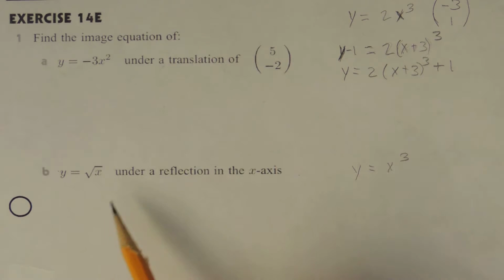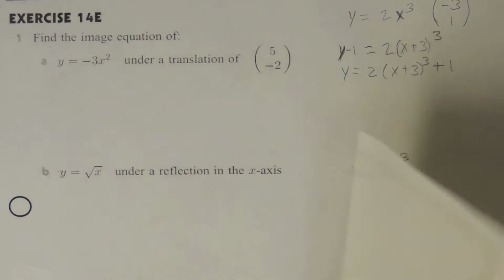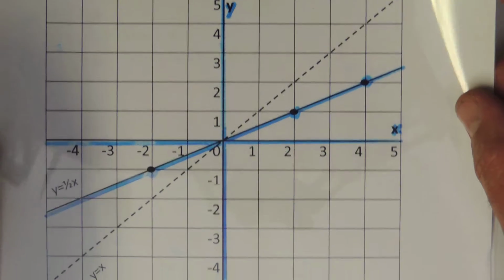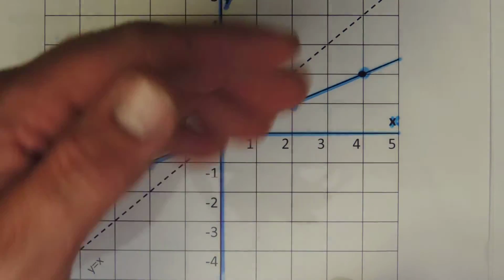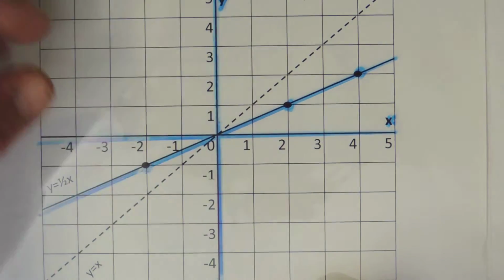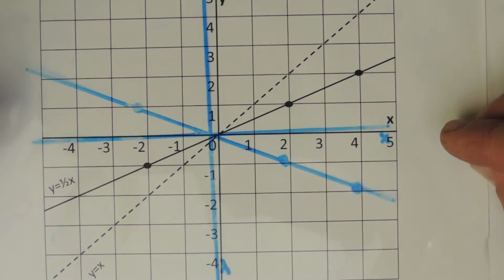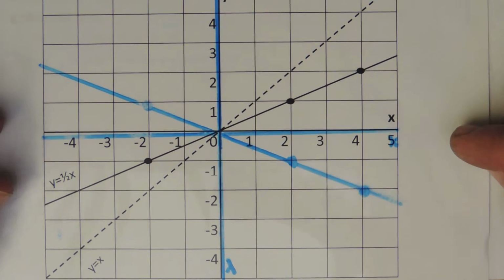Okay. In 1B, we want to reflect it now. Instead of moving it left or right, we're going to reflect it about the x-axis. So if I put a mirror here on the x-axis, what I would see is this only flipped over. So what I'm actually trying to do when I reflect it is flip it over. So it flips over the x-axis and ends up like this.